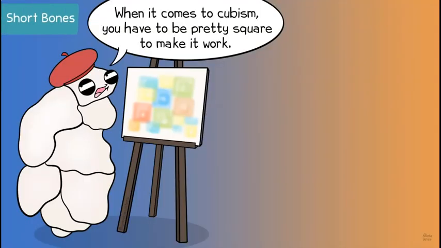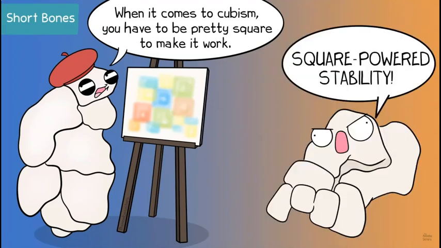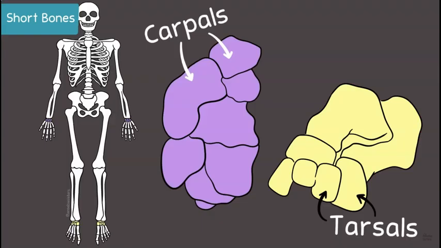Short bones. Unlike long bones, these are more like a cube, as their length and width are close to equal. These bones are also moved using muscle contraction, and these bones can offer stability. Carpals in the wrist and tarsals of the ankle are examples.